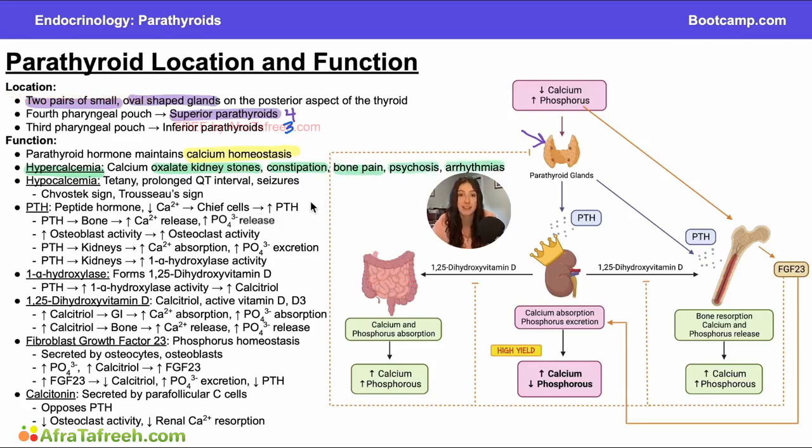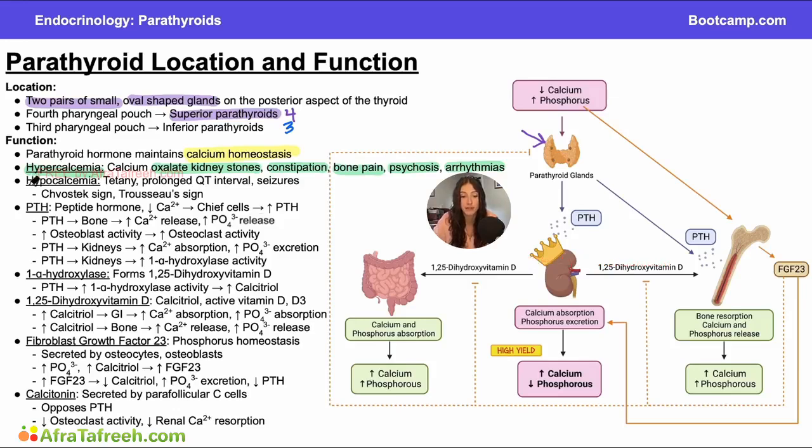And the mnemonic you might have heard to remember all the symptoms of hypercalcemia is stones, bones, thrones, and psychiatric overtones. So the stones would be the kidney stones, the bones would be the bone pain, the thrones would be constipation, because of course you are sitting on the throne or the toilet and unable to go, and then the psychiatric overtones would refer to psychosis.